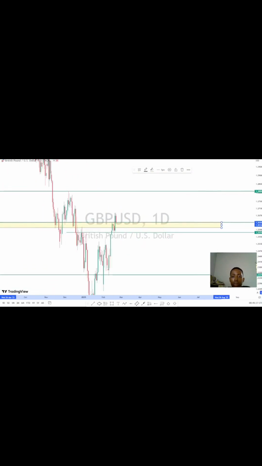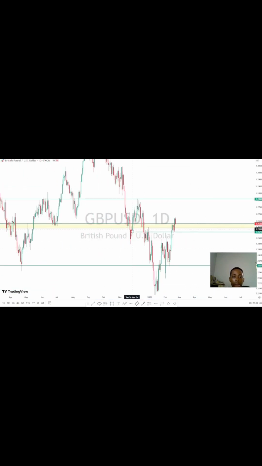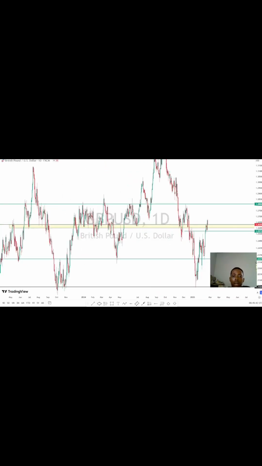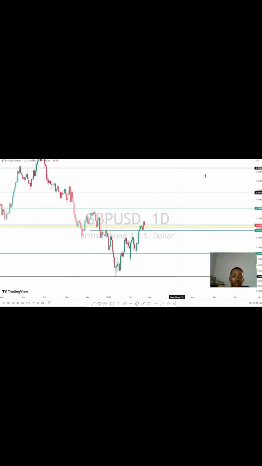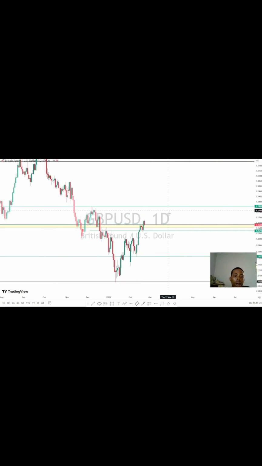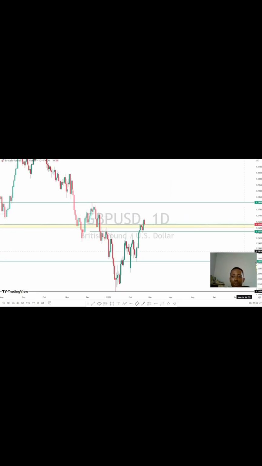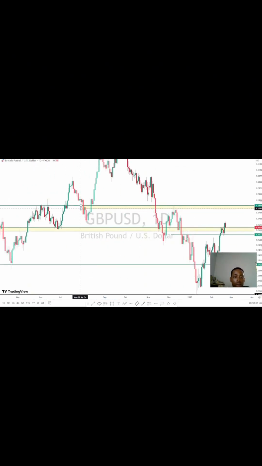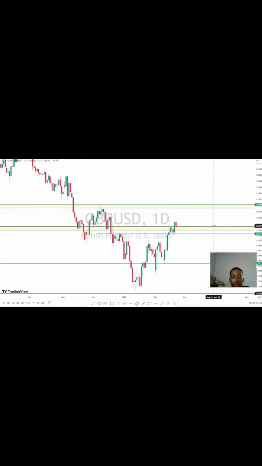So guys, for me, there is much space to the upside, but this space determines how the market keeps on respecting my zones. So I'm going to go ahead to clone this level at a point. I have to go ahead and clone this level.